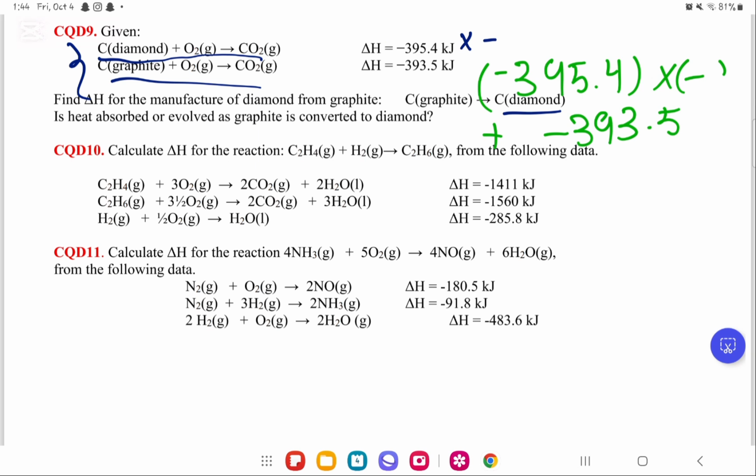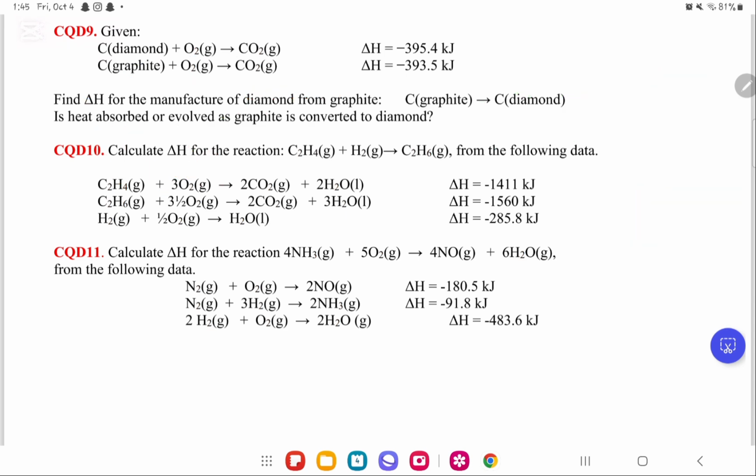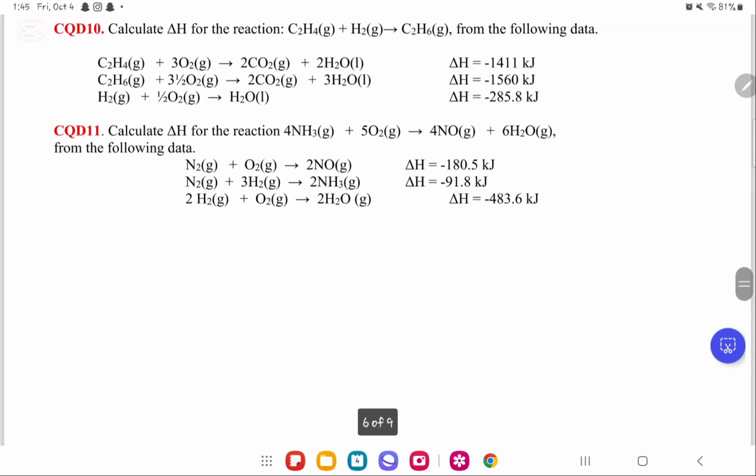And so what is our delta H? Our delta H is plus 1.9 kilojoules. So since it is positive, that means it is endothermic. So is the heat absorbed or evolved? Absorbed means endo, evolved means exo. So definitely, because it's positive, it's endothermic, and because it's endothermic, that means the heat is absorbed. So that's CQD number 9 done.